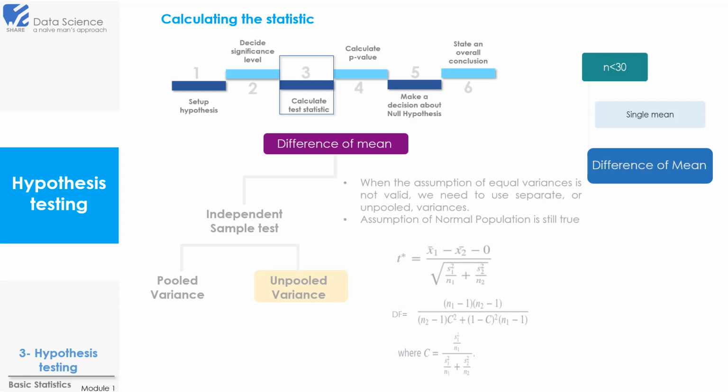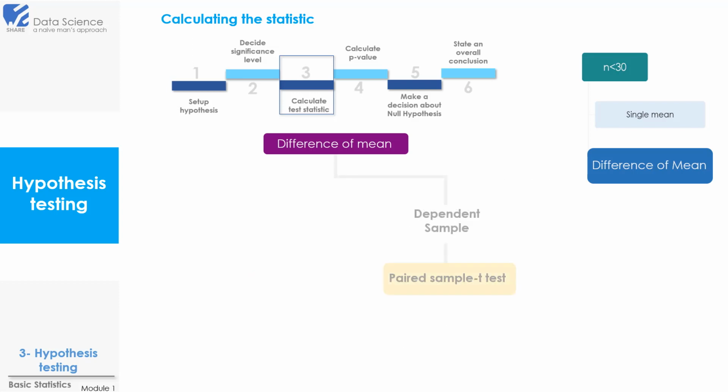So after calculating the T statistic, we can proceed with the rest of the steps as shown here at the top of the screen. So that is how we carry out the difference of mean test when the sample size is less than 30. Now let's see the difference of mean test in case of dependent samples.